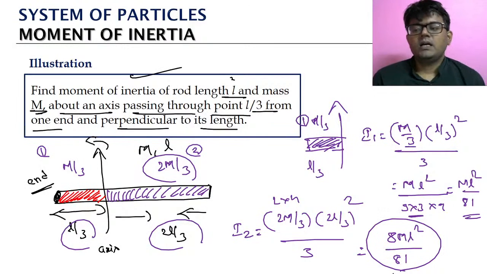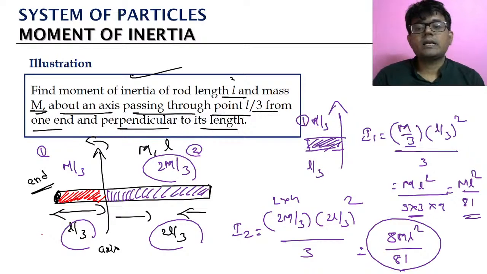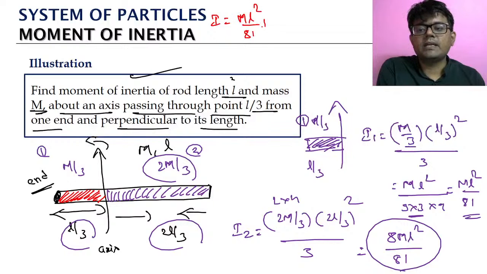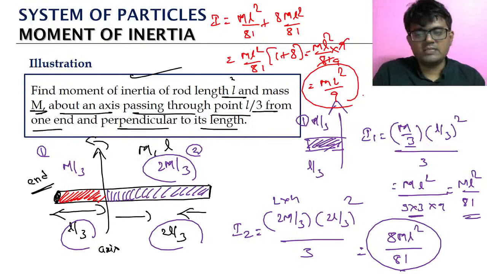So I1 எவ்வளோ? ml square by 81. I2 எவ்வளோ? 8ml square by 81. So இப்போ நமக்கு என்ன வேணும்? We are looking for the total moment of inertia தானா? So total moment of inertia என்ன வரும் பாருங்க? It will be I1 plus I2, which is ml square by 81 plus 8ml square by 81. So ml square by 81 நம்ம காமன் எடுத்தா it will be what? 1 plus 8, that is 9. So ml square by 81 into 9. So final answer என்ன வருது பாருங்க? ml square by 9 வருது.